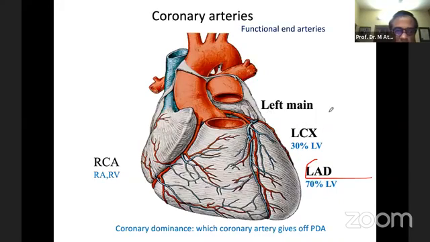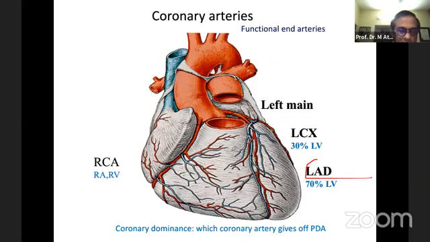The left main artery is very important because any problem in the left main causes nearly 100% left ventricular dysfunction. And the right coronary artery particularly supplies the right atrium and right ventricle. There is another term called coronary dominance. This defines which coronary artery gives off the PDA, the posterior descending artery. Right dominant means the PDA comes from the right coronary artery; left dominant means the PDA comes from the left circumflex artery.